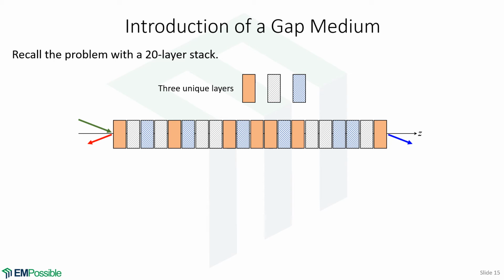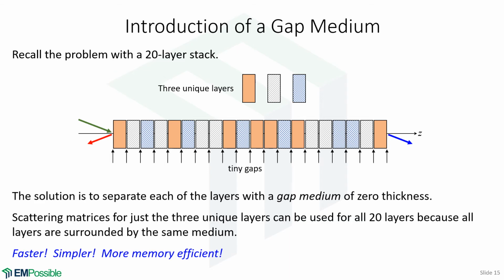If we can do this, now each of those layers is surrounded by the same medium. We will call that the gap medium. This makes it so that if we calculate just 3 scattering matrices for our 3 unique layers, we can simply reuse those and combine them. We don't have to recalculate new scattering matrices.